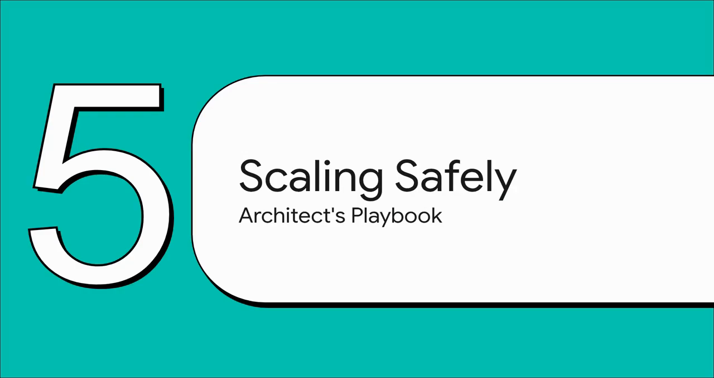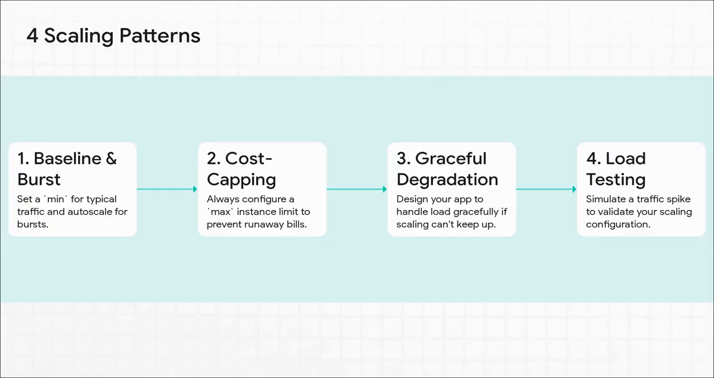Okay, we've seen the problem, we've met the tools, and we've talked through the trade-offs. Now let's bring it all home and put it together into a simple, practical playbook. 4 essential patterns for designing systems that are not just scalable, but also safe, sane, and cost-effective. All right, here are the 4 things you need to burn into your brain. 1. Baseline and burst. Use min instances for your day-to-day traffic. 2. Cost capping. I'm serious. Always set a max instance limit. It's your single most important safety feature.